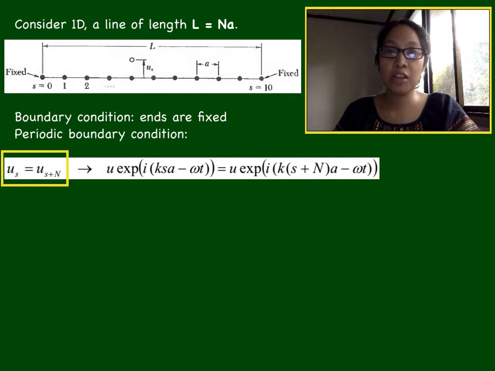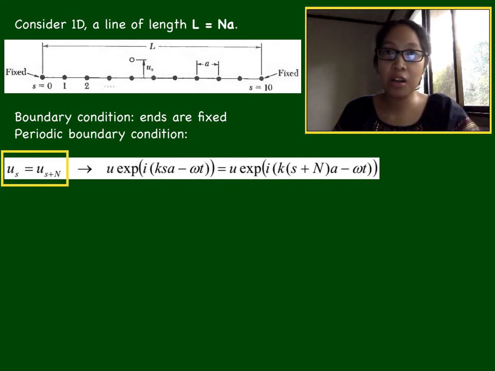Consider one dimension. We have a one-dimensional line of length L equals NA. The number of particles is N, and the particles are separated from each other by the atomic spacing A. Now there should be a boundary condition, that is, the ends of the line must be held fixed. Additionally, another condition is the periodic boundary condition, which means that the atom S and atom S plus N would have the same atomic displacement U.